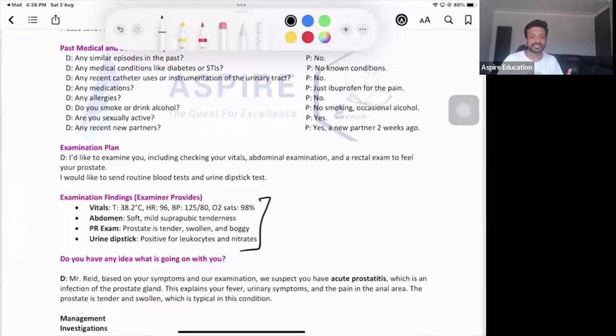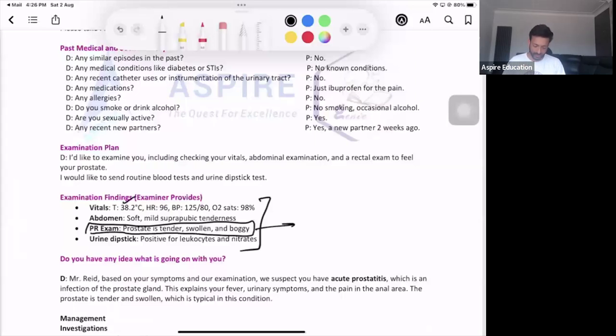If you do a digital rectal examination, the patient will have a lot of pain. The prostate is tender, swollen, boggy. That's something you might get. Sometimes the finding is given to you by the examiner, but in this particular scenario, sometimes they are expecting us to do the rectal examination as well. So please make sure you do it. Vitals: the temperature is high and the rest seems to be okay.